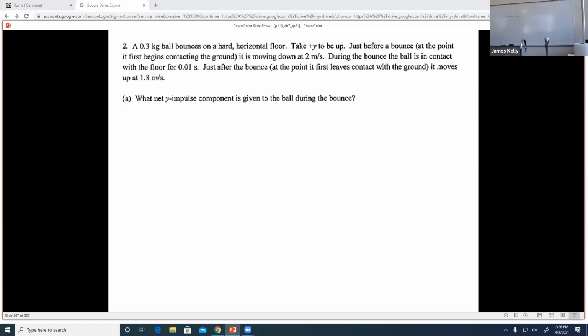You lose a little bit of energy on each bounce; it goes up less fast than it came down. And you're just supposed to think through what is the net y impulse component given to the ball during the bounce. Net means by all the forces acting on it. What about the gravitational force only? What about the floor force only? That's what we're asking. And there are also some questions on the back, but I'm going to try to give you enough time to think about A, B, and C at least. We can do D, E, and F together if we like.